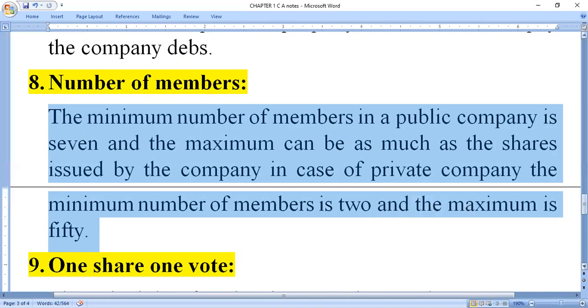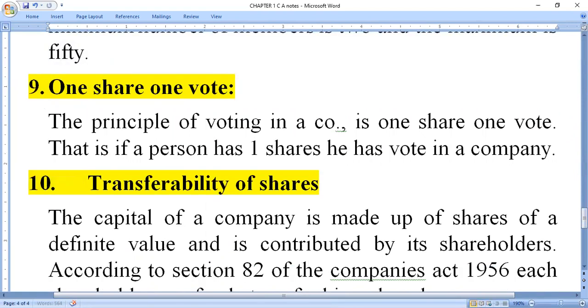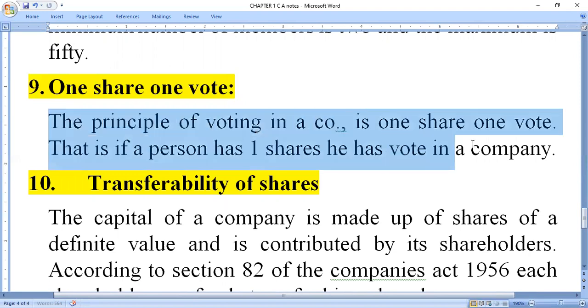And next we are moving on. Another characteristic feature here is one share, one vote. It is a principle of each and every joint stock company. If any person has one share, he can vote. Only one voting power is given per share in the joint stock company. This is another characteristic feature of the joint stock company. Ondu mata, ondu share, ondu mata. Here we have provided this for every shareholder.